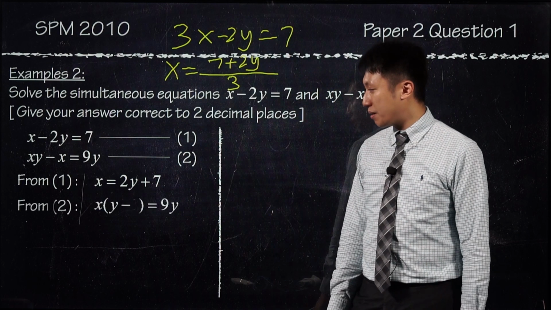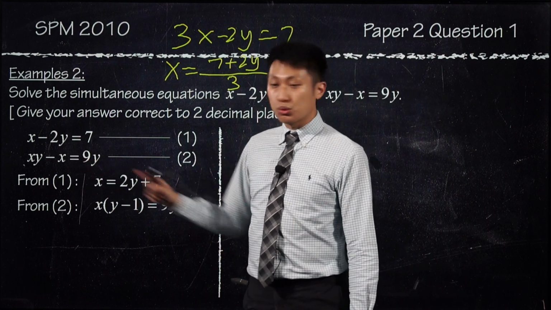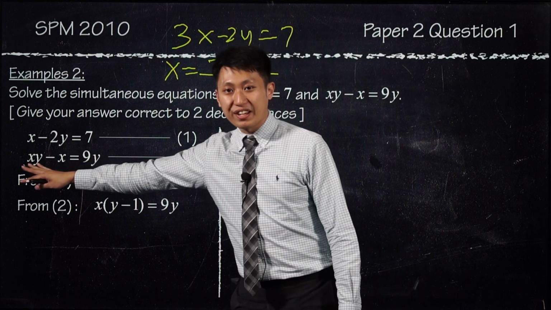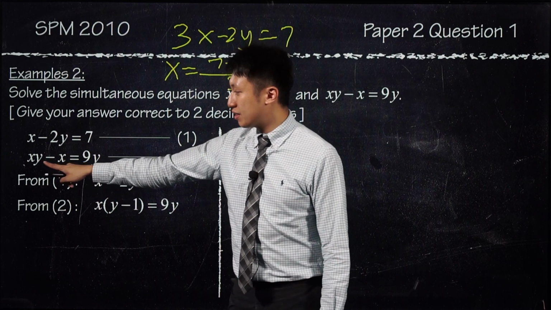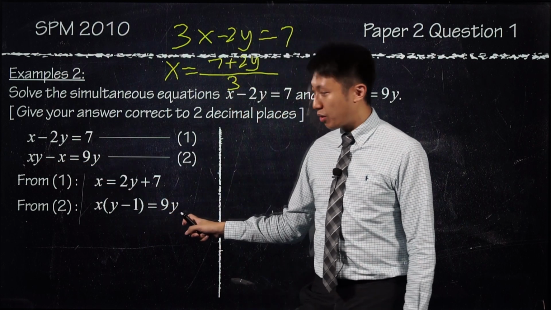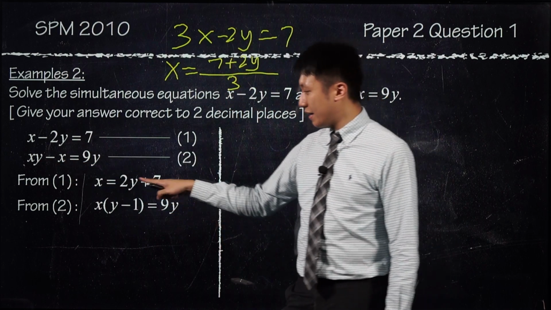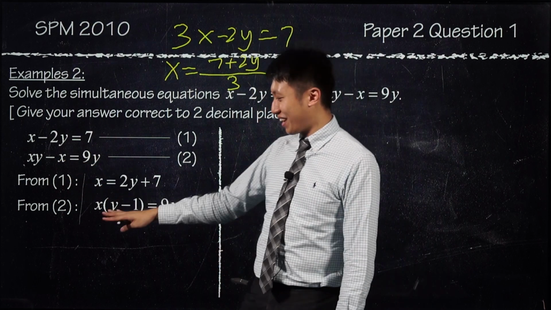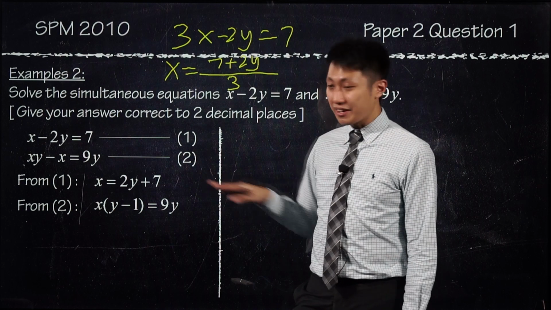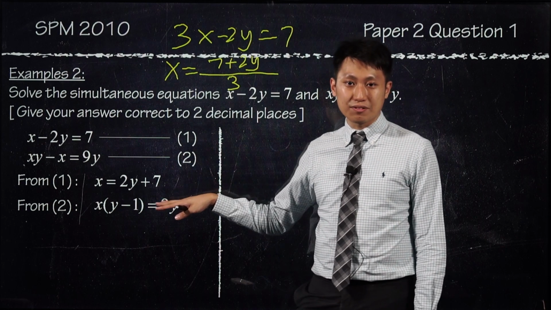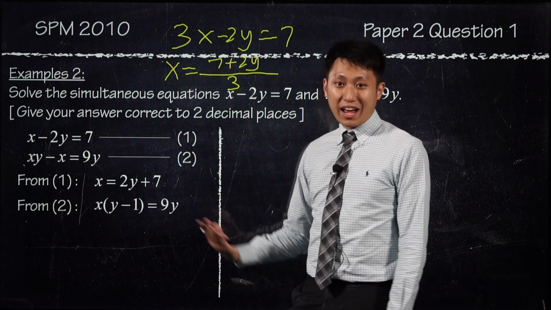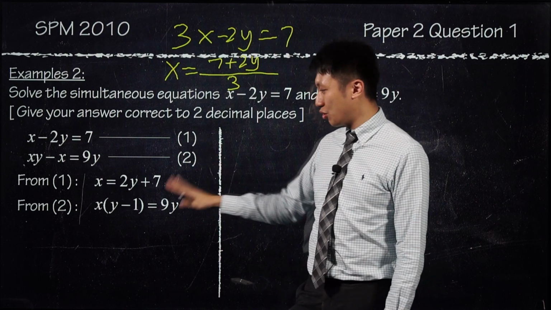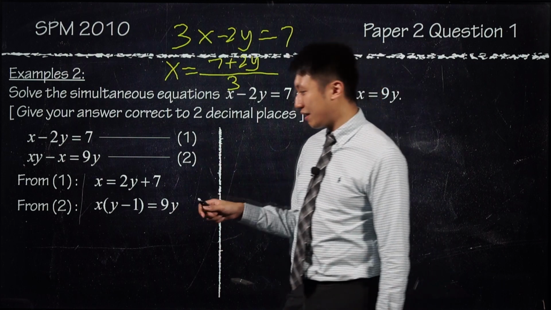x equals 2y plus 7. And from 2, I make some simplification here. So x times y minus 1 is equal to 9y. I can choose not to do that and directly sub this one here. Just that, I mean, I'm lazy, so I do this one nicely so that you can see, okay, this is a nice form. When you build up your experience, you do some questions, you'll be smart enough to do this.